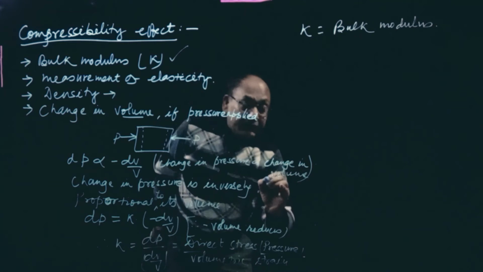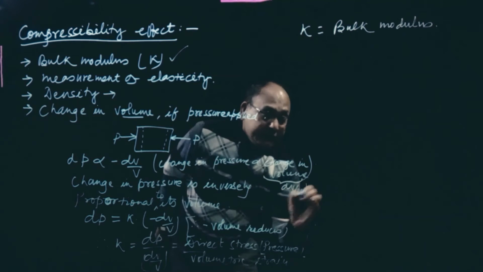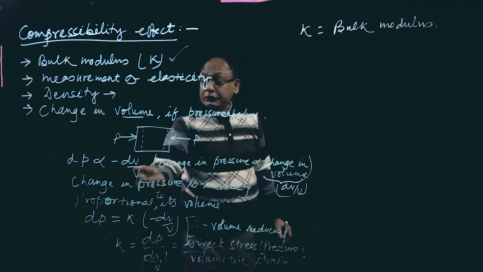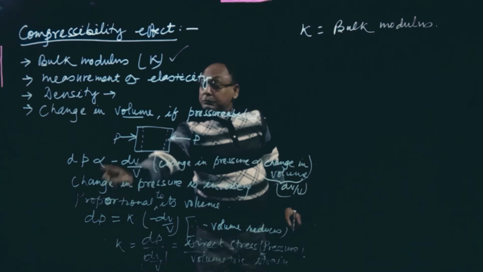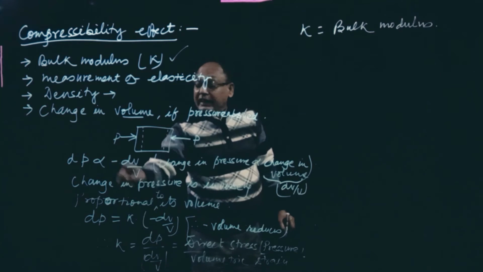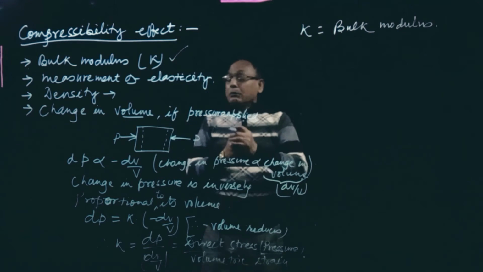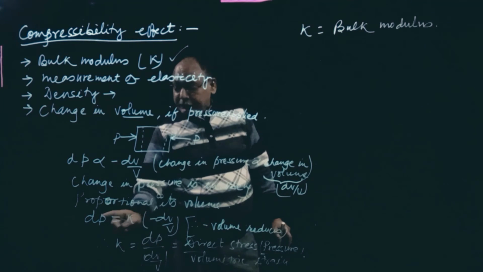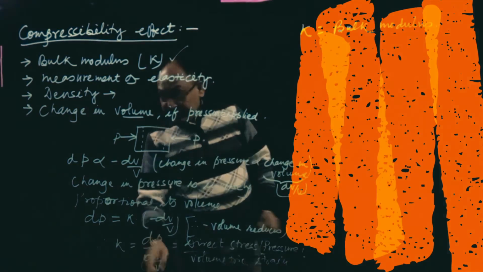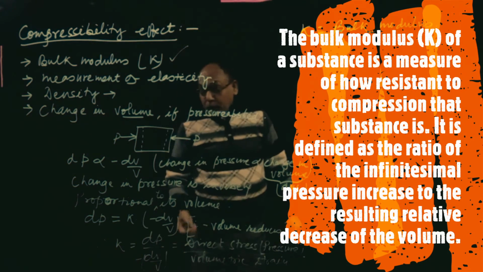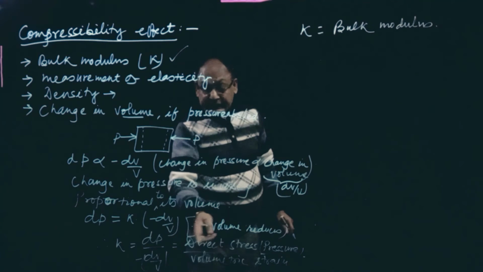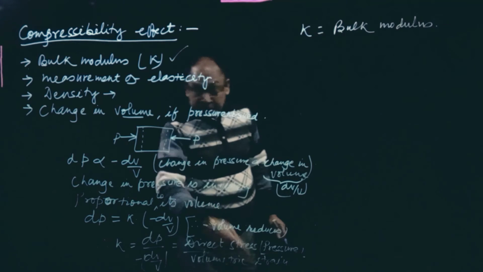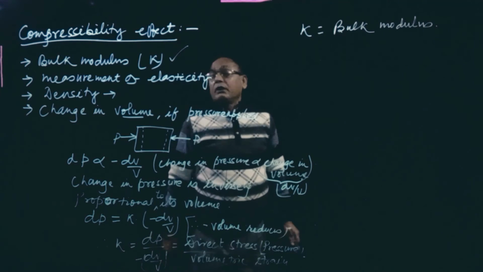That is dV by V, the volumetric strain. Change in pressure is inversely proportional to its volume. That proportionality constant is bulk modulus, and why this minus? When we apply the pressure, the volume will reduce. That's why minus dV by V. This K is constant, and it is dP by minus dV by V. So dP is direct stress or direct pressure, divided by dV by V, the volumetric strain. Stress by strain is a constant, and that is called bulk modulus.